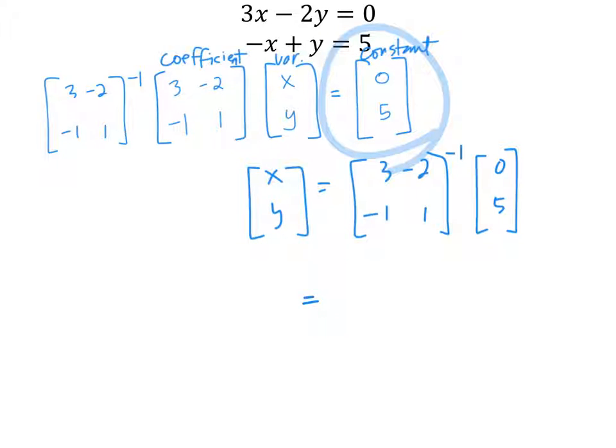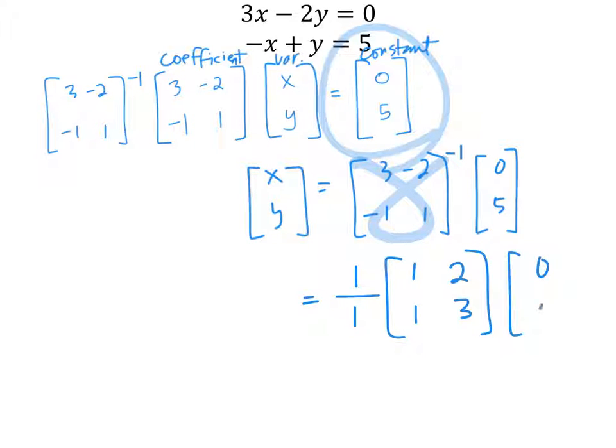All right, how do you find the inverse of a 2 by 2? The ribbon. So 1 over determinant. What is the determinant? The ribbon. So 3 times 1 minus negative 1 times negative 2. 1. And then switch these two. So switch 3 and 1. Make the other 2 negative. And then multiply by 0, 5.